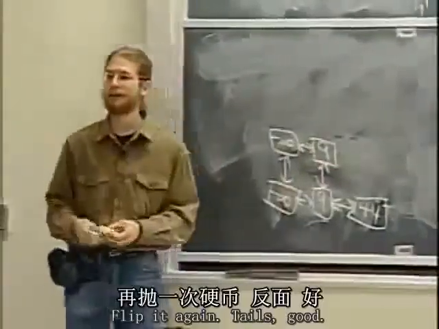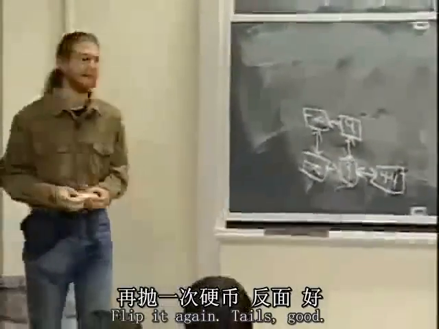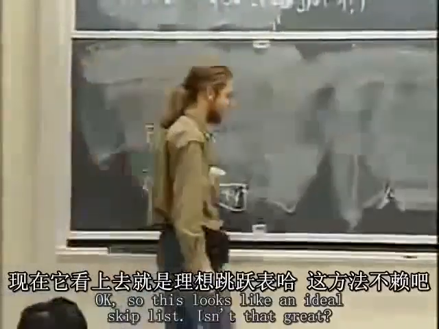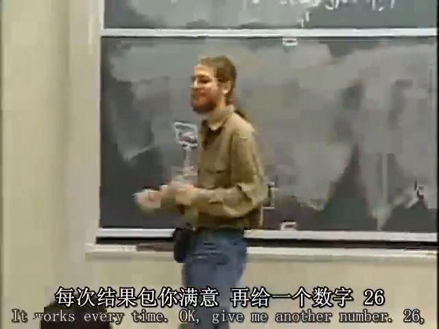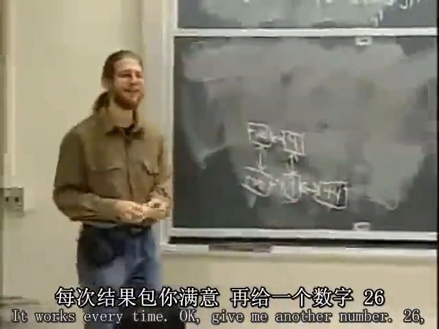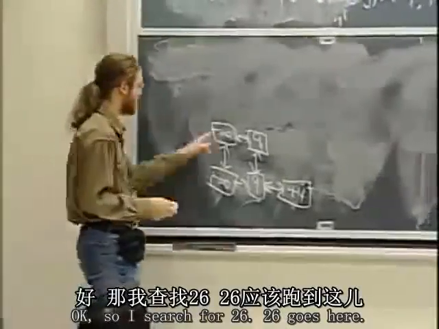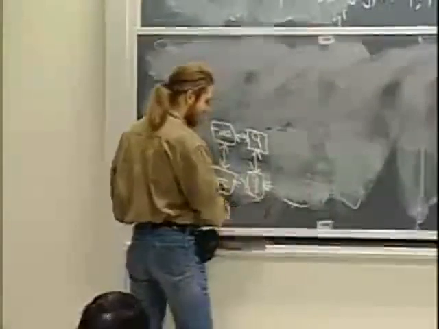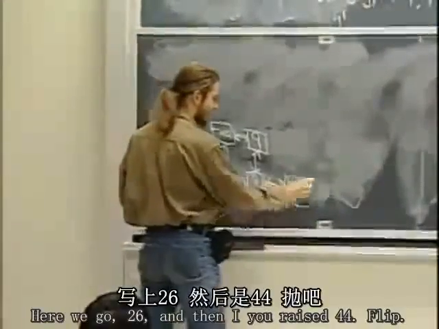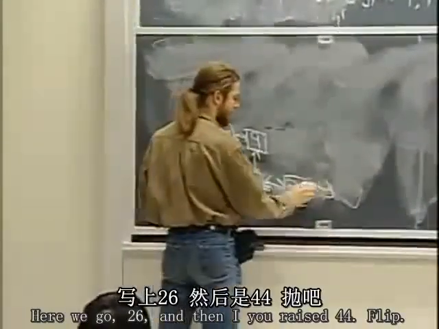Flip it again. Tails, good. Okay, so perfect. This looks like an ideal skip list. Isn't it great? It works every time. Okay, give me another number. 26. Okay, so I search for 26. 26 goes here. Clearly goes in the bottom list. So here we go, 26. And then I erased 44.